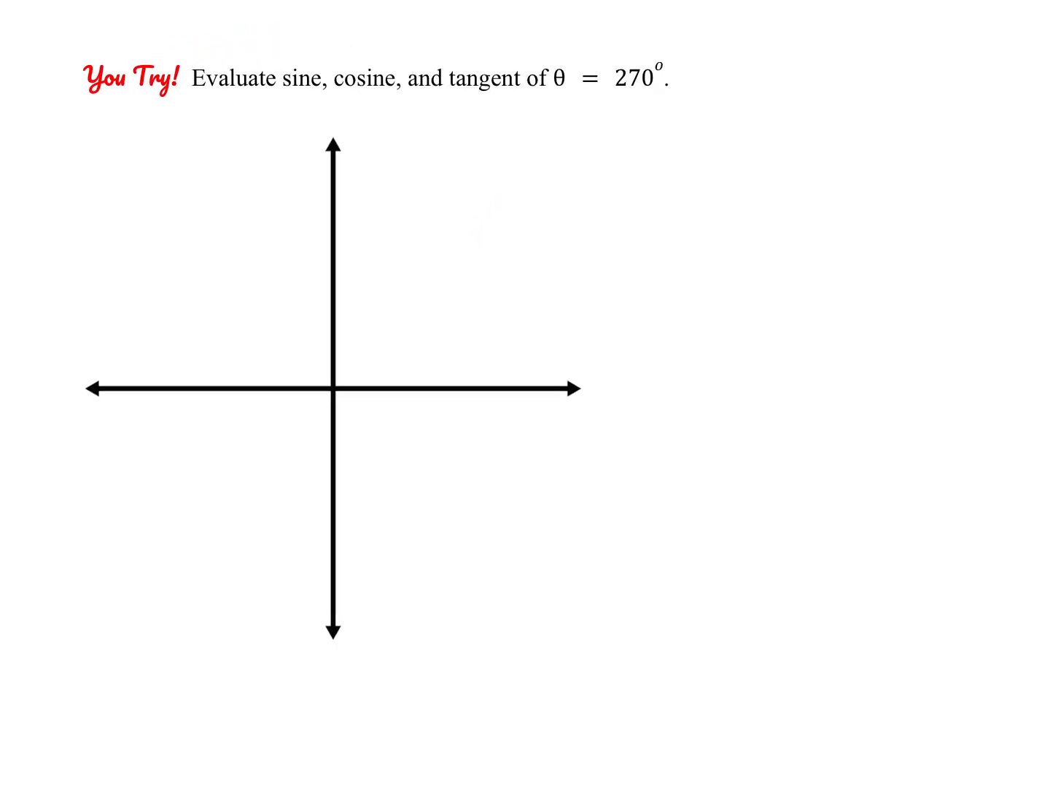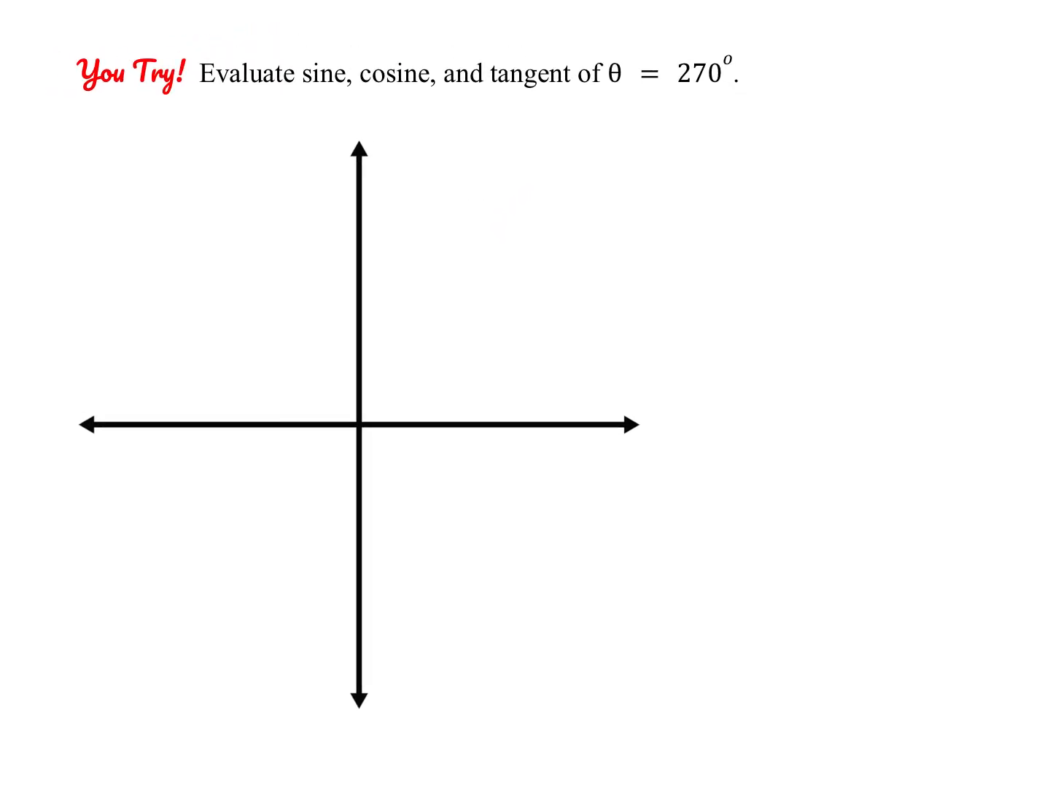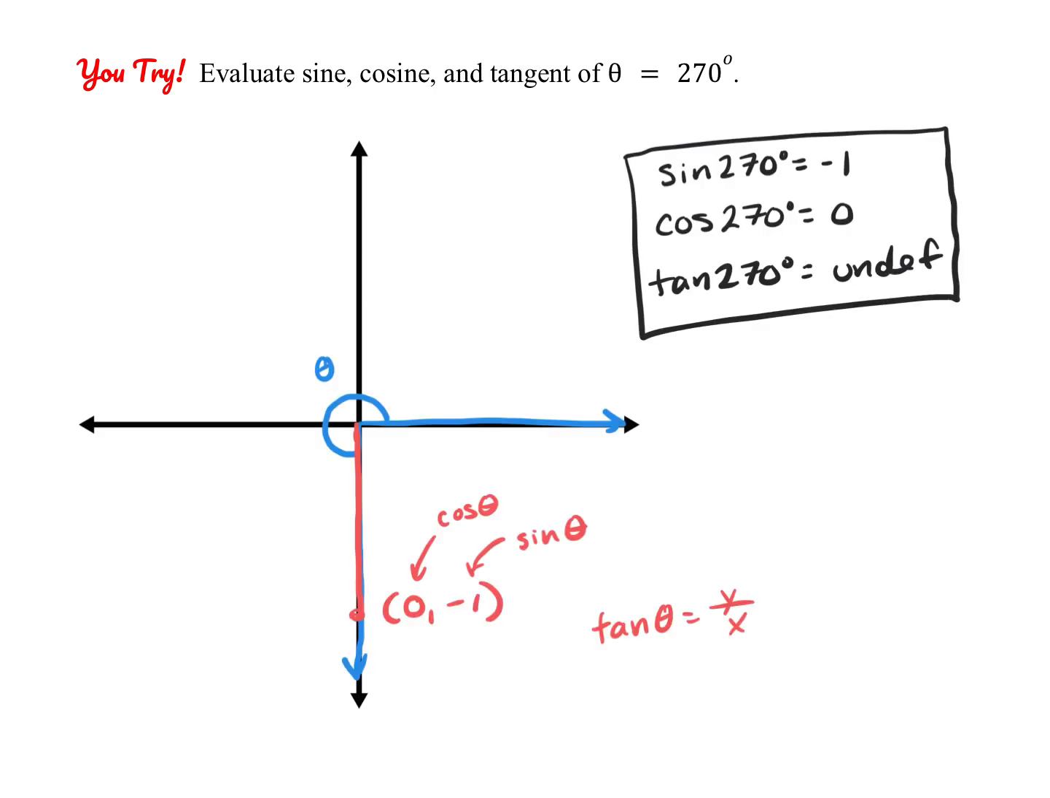And here is the last U-try, so one last time, please pause the video. All right, go ahead and check. Here's 270 degrees, and if we're going down 1 unit, the coordinate would be (0, -1). Here's cosine, here's sine, and y over x gives us a tangent that is undefined.